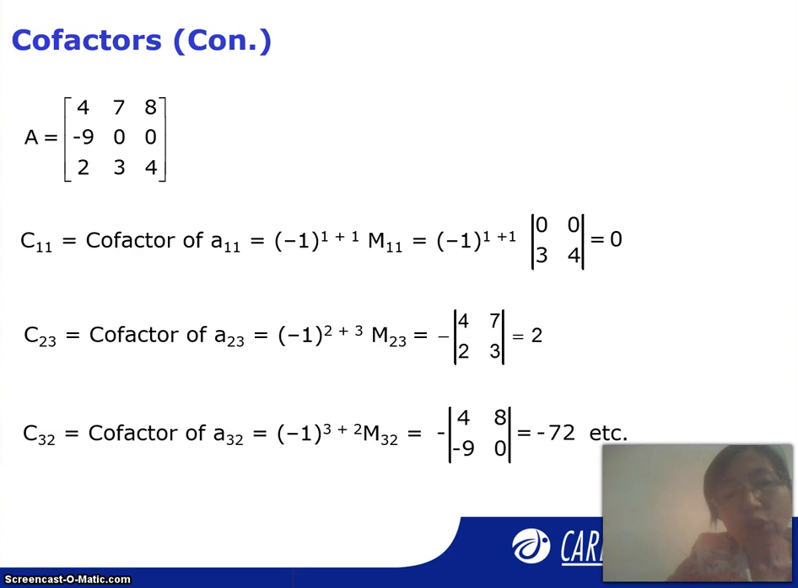Now let's find the cofactor of element A32. We will apply the previous rule. We can write minus 1 in the degree 3 plus 2 multiplies the minor of element 3, 2. So we have minus the determinant 4, 8, minus 9, 0. So it will be equal to minus 72, and so on.